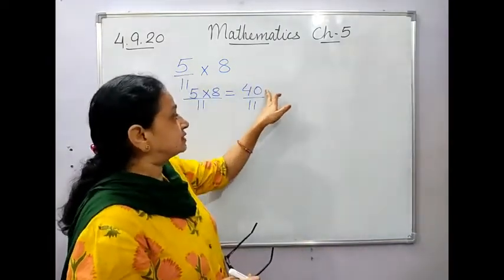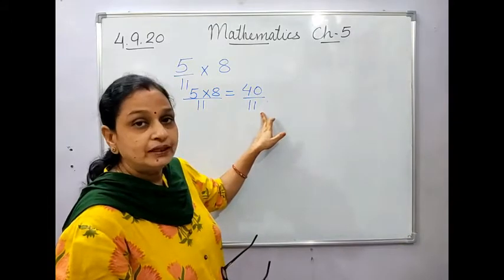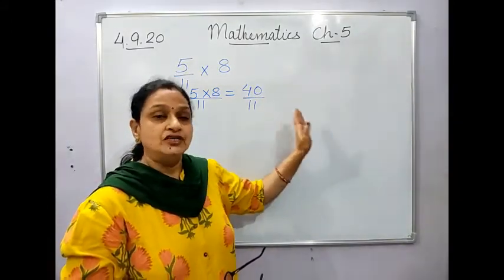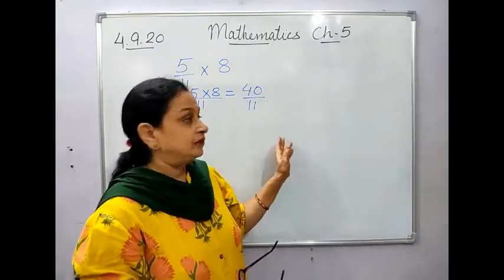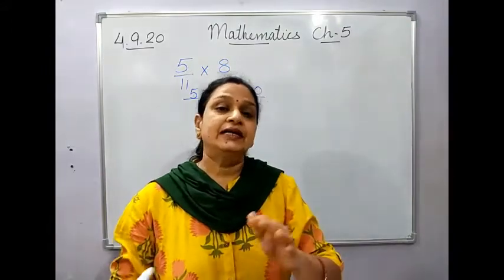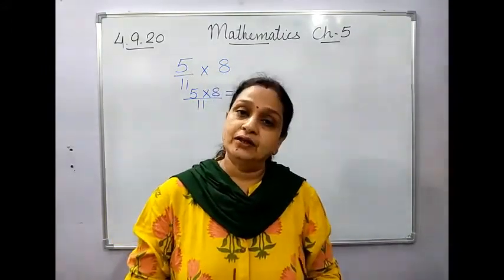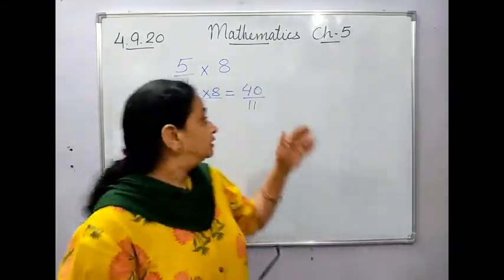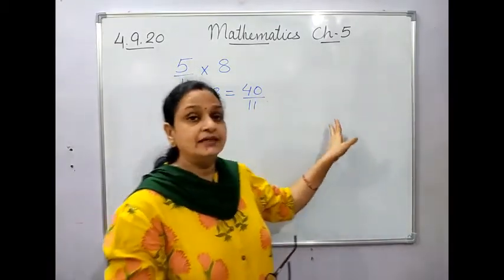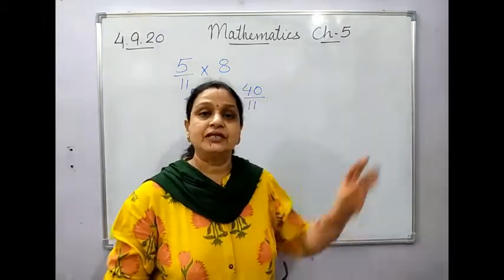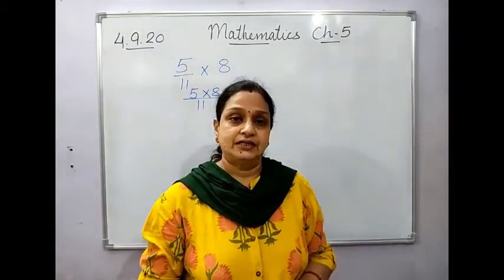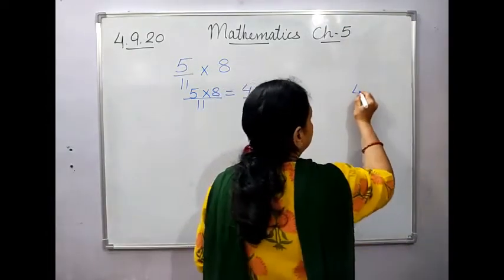Since the numerator is bigger than the denominator, we can divide and reduce it to the lowest term. Children, there are many methods of reducing. Like if the numerator is smaller than the denominator, then we can cut them by taking out the common factor. If the numerator is greater than the denominator, then it's better that we convert it into a mixed fraction by dividing. That is also a lowest term. So in the rough we will divide it.